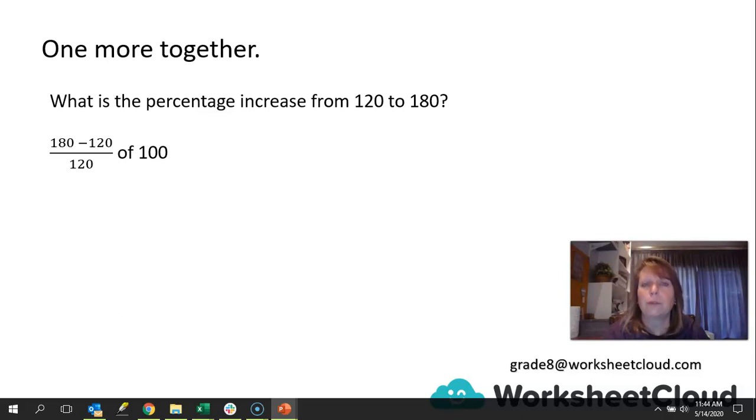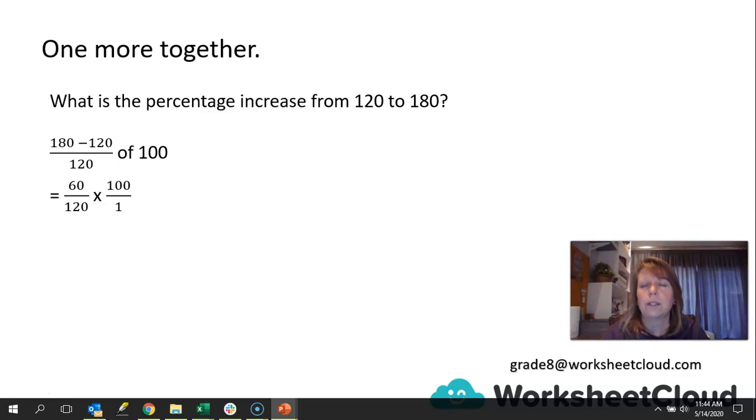Remember, 100 is the full percentage. So we want to find out what that fraction of the full percentage is. Okay, everybody understand that? That's why we multiply by 100. Okay, so to find out the difference, it's 180 minus 120. We're going to end up with 60 over 120.